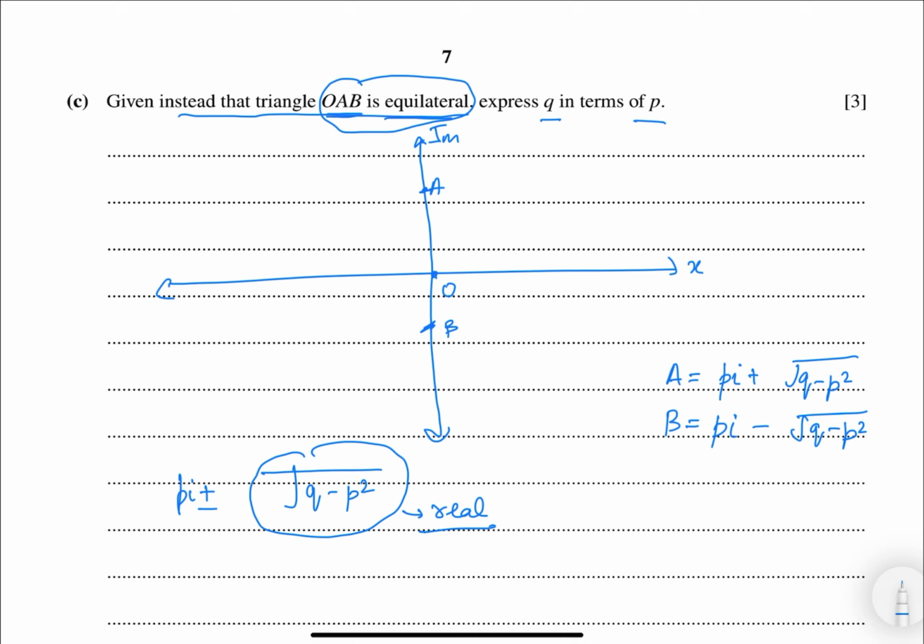Let us mark these points on this Argand diagram. This one we will mark on the imaginary axis. Let's say this point is P. And this one on the real axis, plus square root of Q minus P square. Let's mark it over here. It will take a real value, right? So I can put this point as A.